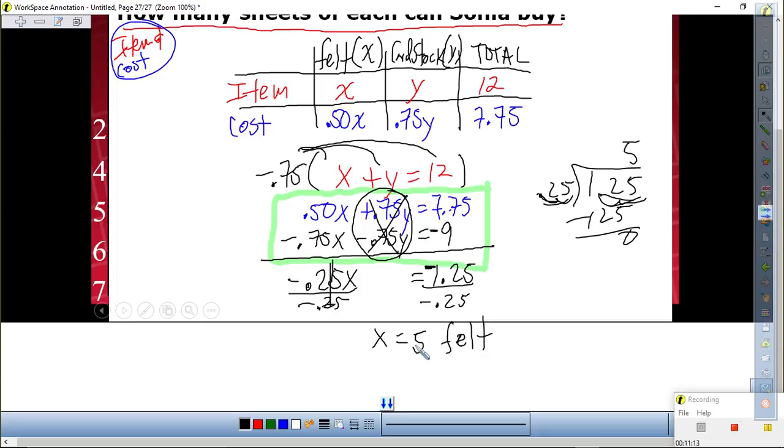But now we need to figure out how many cardstock. Is that correct? So let me ask you this. From the first original two equations, which equation tells us the items that we need to find? The first one, which is x plus y equals 12. But instead of x, I'm going to write in there what? 5 plus y equals 12, minus 5, minus 5. y equals 7, and the y corresponds to cardstock. Let's write our statement.